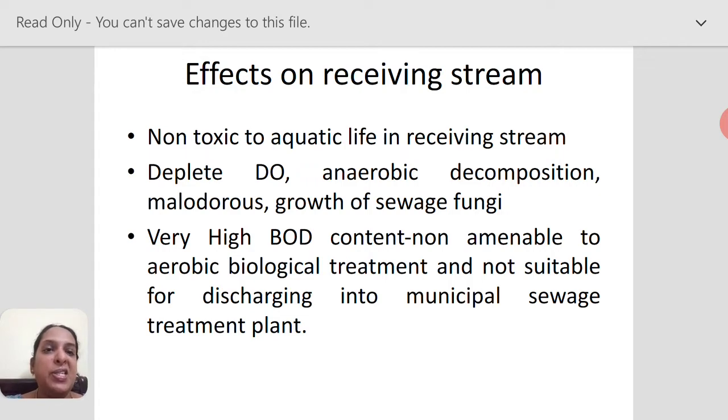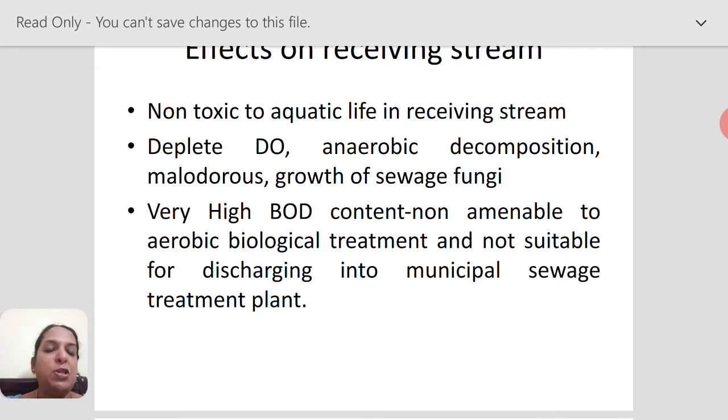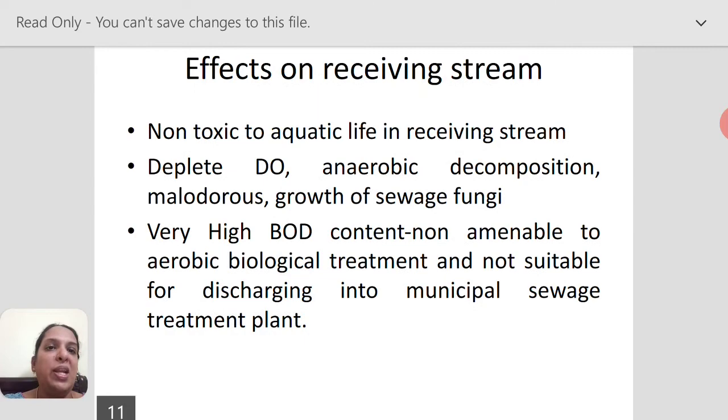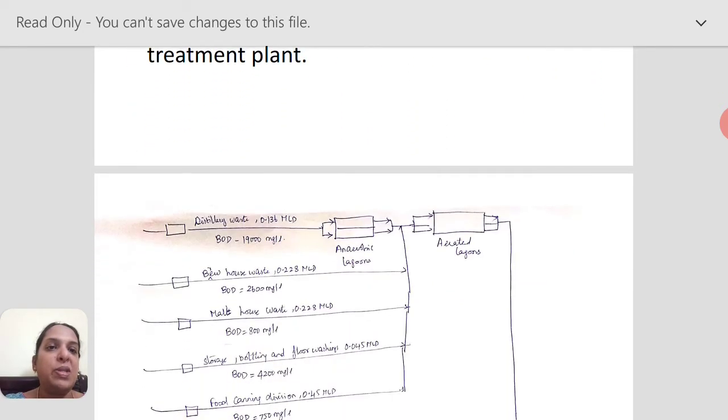And since it has very high BOD content, we cannot go for aerobic biological treatment because it will be very expensive and it could not treat such a high amount of BOD. Therefore it is not suitable for discharging into a municipal sewage treatment plant, where some aerobic treatment methods are used. So the only way is to give proper treatment, and after that it can be sent to any of the other disposal methods.